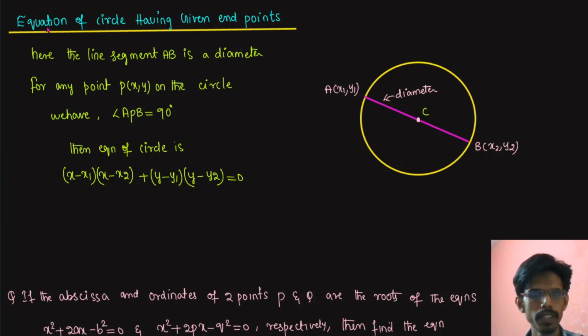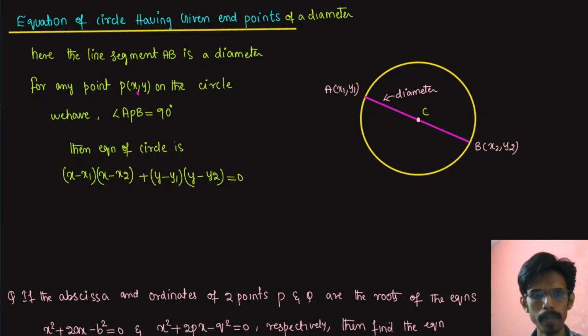Now let us discuss the equation of a circle having given endpoints of a diameter. If the endpoints of a diameter of a circle are given in the question, then what will be the equation of the circle? Here the line segment AB is the diameter. In this figure, this is a diameter passing through the center, having two endpoints A (x1, y1) and B (x2, y2).